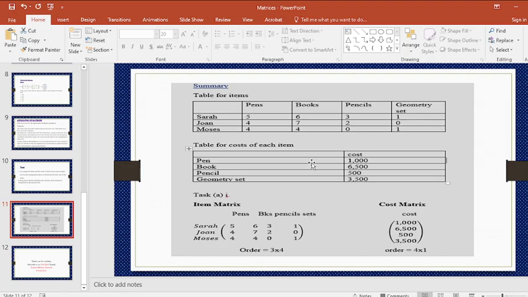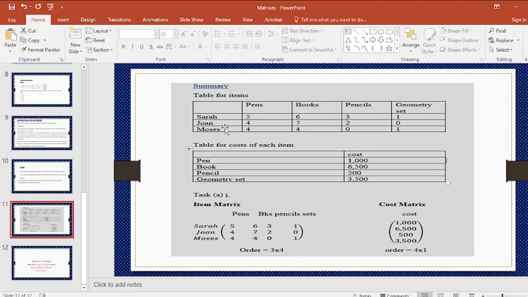You know the items there. Identify the items. For example, we had the pens, we had the books, we had the pencils, and also the geometry set. Then which parties were involved in buying those items? Who are the people? We have Sarah, we have Joan, and Moses. How many pens did Sarah buy? You can see. How many books did she buy?